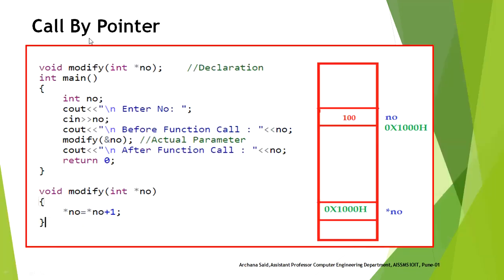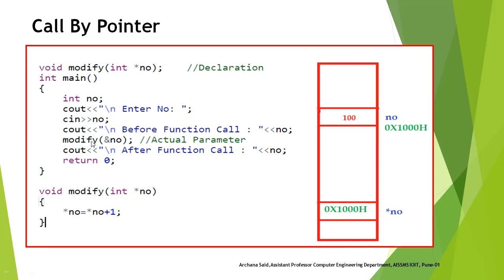Now the next type is call by pointer. If you don't want to return the value from the function but still you want the changes made in the function to be reflected where you have called it, then call by pointer is used. Let's take an example. A pointer variable is the prototype which has been used over here. The program remains the same, only the changes are made for call by pointer.